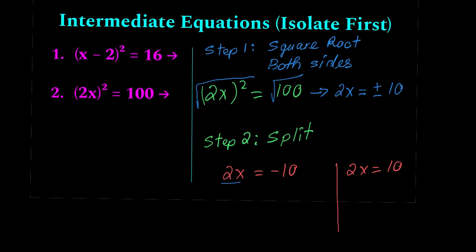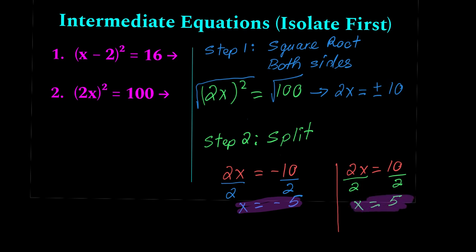Now we solve. We're going to divide both sides by 2. x will equal negative 5. And again, on the other side, we're going to divide both sides by 2, and then x will equal 5. Final answer, x equals plus or minus 5. As you can see here, negative and positive 5.